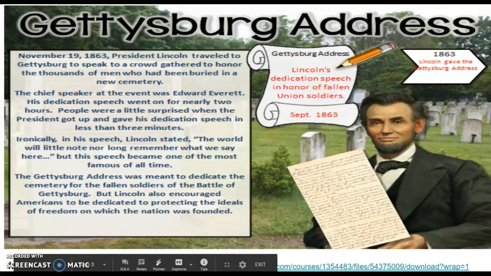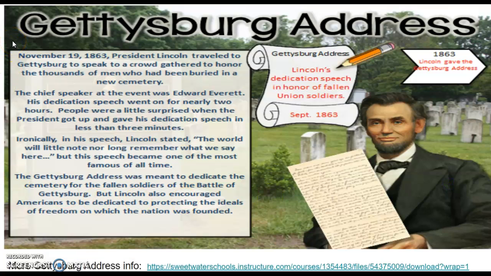But let's move along here to the famous Gettysburg Address that we talked about a little bit earlier. The Gettysburg Address was basically honoring the soldiers who died during the Gettysburg Battle. This was given in September of 1863, a couple months after the fact, and Lincoln was honoring the fallen Union soldiers that fought during this battle. And he dedicated a new national cemetery to their memory.